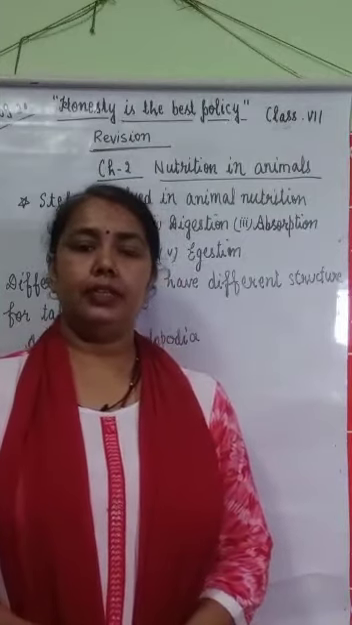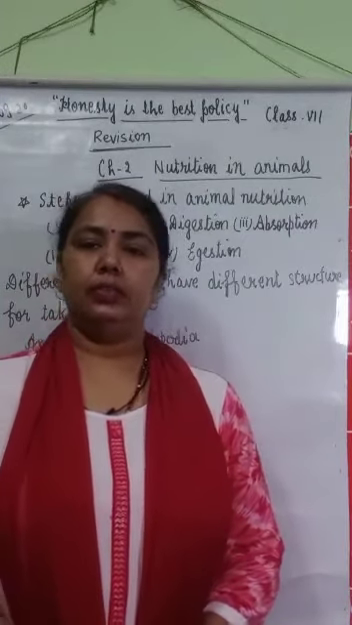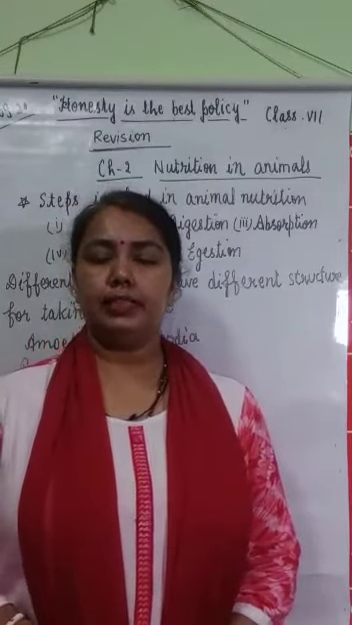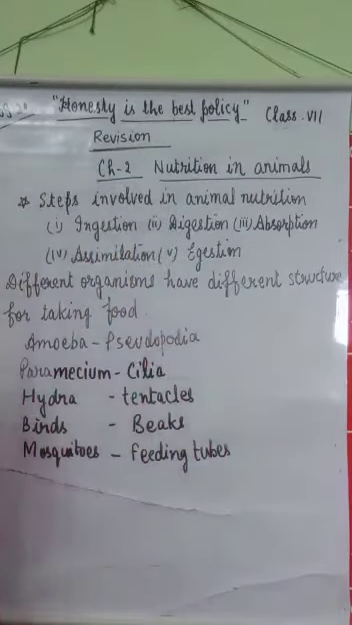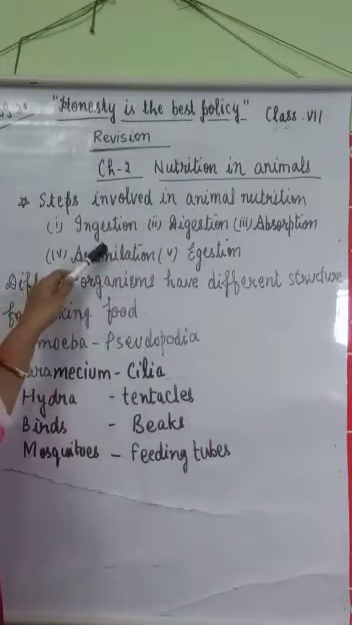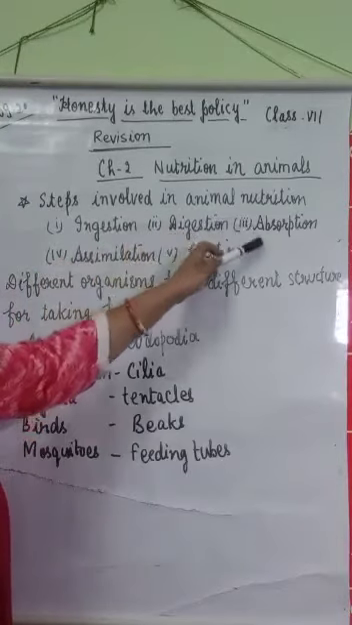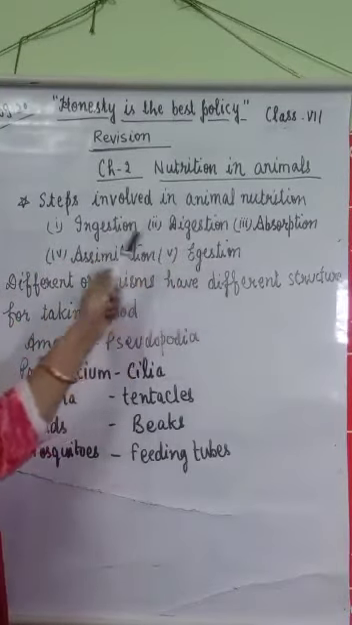Today is your biology test of chapter 2, nutrition in animals. So let's revise all topics of this chapter one by one. First, steps involved in animal nutrition. There are 5 steps that are involved in animal nutrition: ingestion, digestion, absorption, assimilation and egestion.